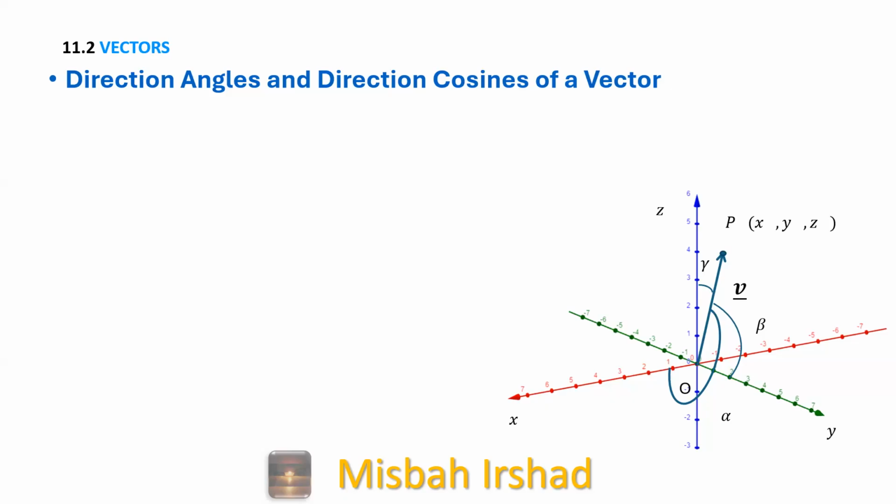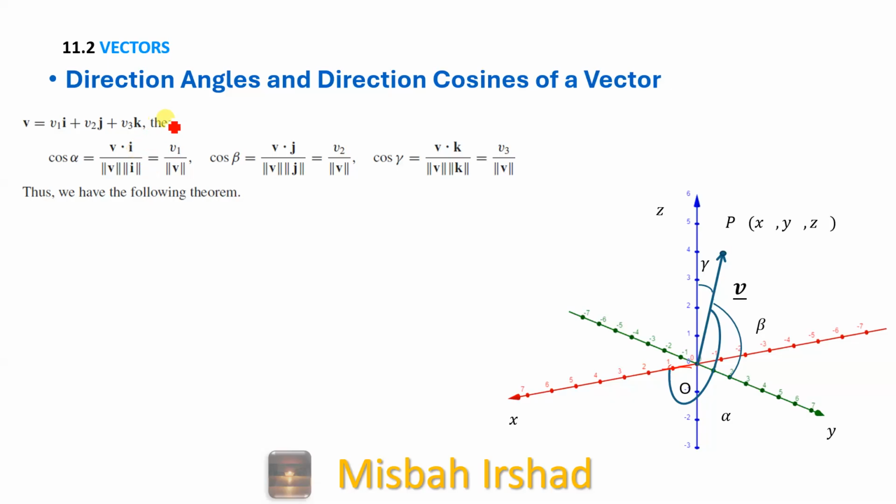So we can find the cosine of all these angles with the help of the angle between vectors, because you can see that alpha is the angle between vector v and vector i, the unit vector along the x-axis. So if v has the components v1, v2, v3, that is v is equal to v1 i plus v2 j plus v3 k, then cosine of alpha is equal to v dot i divided by v magnitude times i magnitude.